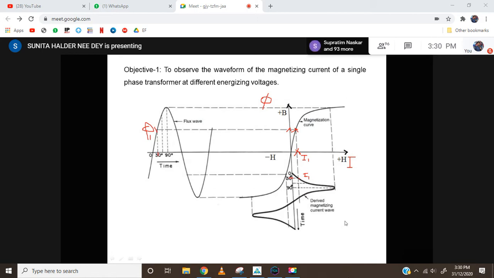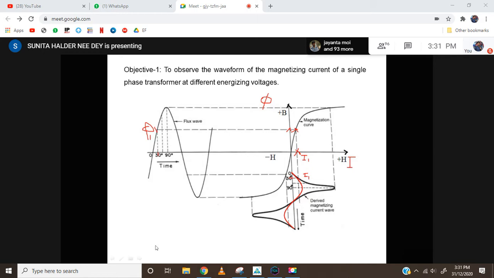So there are two observations. If the applied voltage is sinusoidal, then the flux wave will be sinusoidal. For the linear portion of the magnetization curve, obviously the magnetization current will be sinusoidal, because in the linear portion the change in I is proportional to the change in phi. But if we go into the saturation zone, then there is no such change in phi for the change in I, because phi is almost constant. In that case, the magnetization current becomes peaky in nature. So obviously, we shall observe this if we see it in the oscilloscope. Understood?